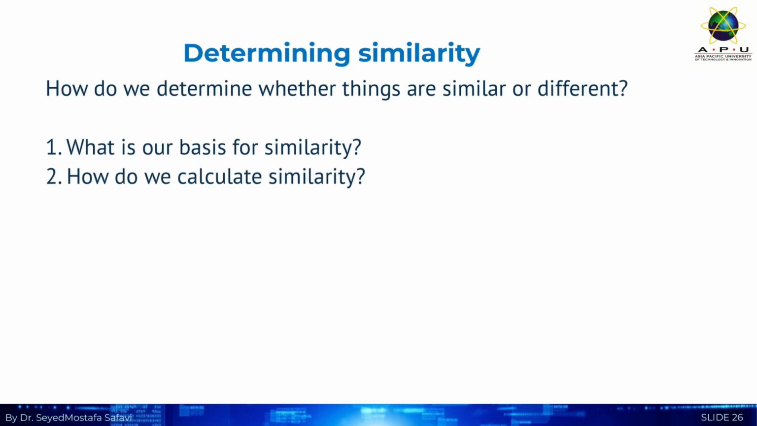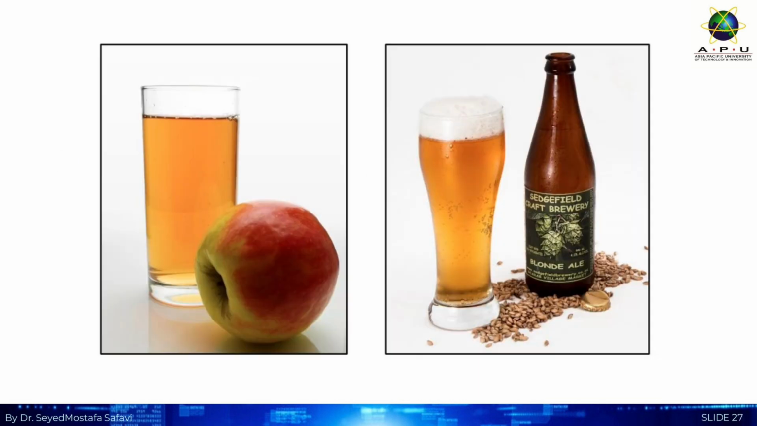The crucial first step in any clustering algorithm is defining similarity. We need to ask two fundamental questions. First, what is our basis for similarity? Are we comparing by color, size, ingredients, or location? Second, how do we calculate similarity? This usually involves some distance measure, like Euclidean distance, to quantify how close two data points are to each other in our feature space. Let's illustrate with this example.